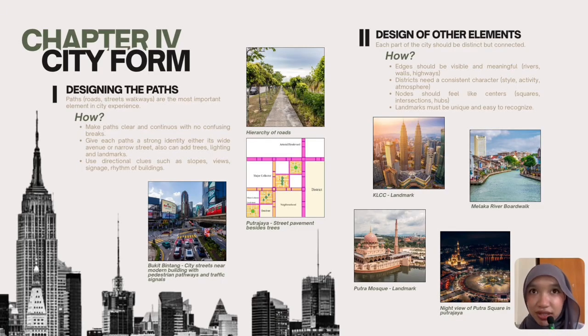Second is the districts. The districts need to be consistent. By consistent, I mean the character, the style, the activity, and the atmosphere, making sure it is cohesive and pleasing to the eye. The third is nodes. Nodes should feel like nodes, the center points of a huge city, like squares, intersections, or hubs.